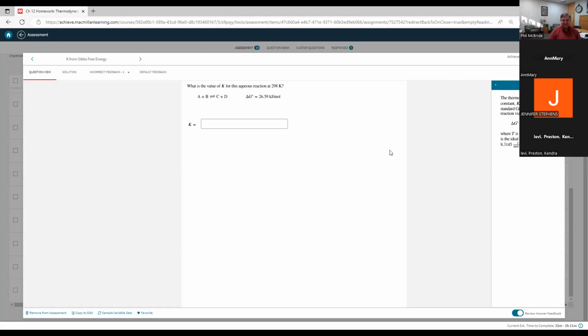Can you say that again? Is this spontaneous or non-spontaneous? Delta G is a positive 26.59 kilojoules per mole. Non-spontaneous, if it's positive? That is correct. So this is one of the easy questions. You just look at it. If it's positive, it's non-spontaneous. If it's negative, it's spontaneous. So do you think K is going to be greater than 1 or less than 1?